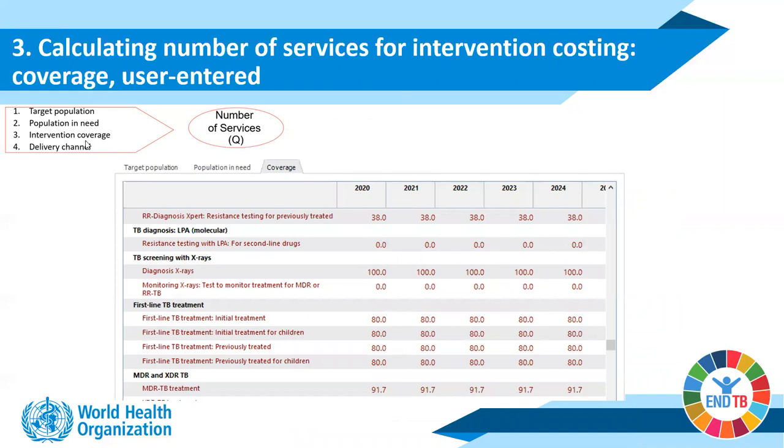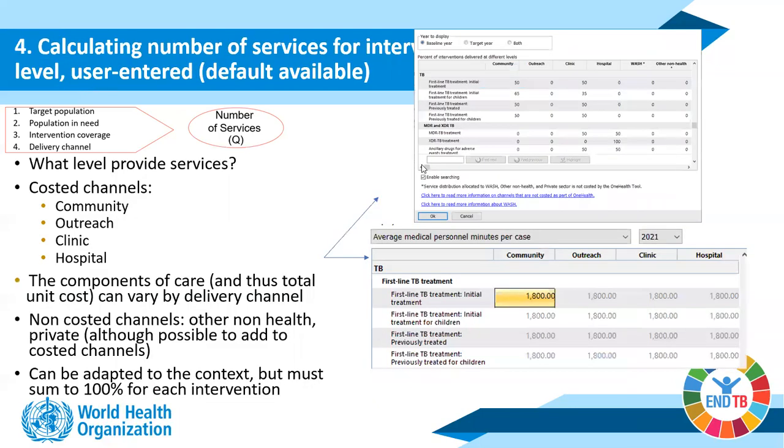And then the final point for the calculation of the total number of services is the coverage. This is typically user entered. We don't have a database of coverage for all countries. And so the user would be expected to go in and enter coverage for each year of the projection. That allows the calculation of the total number of services.